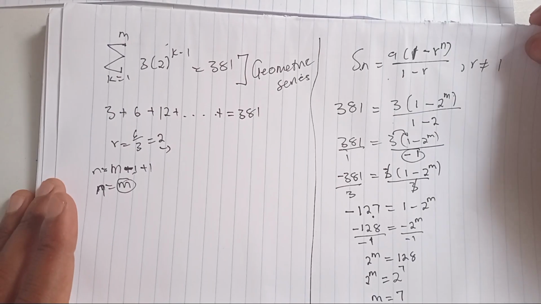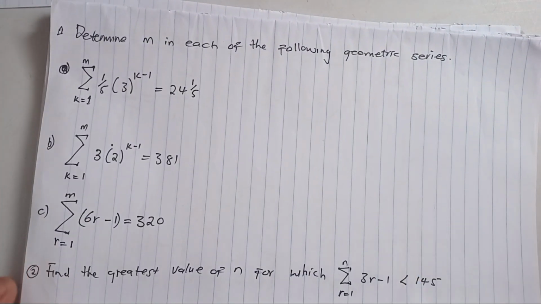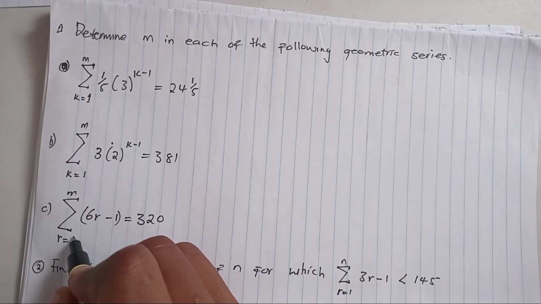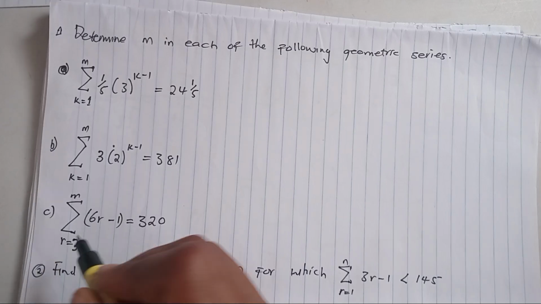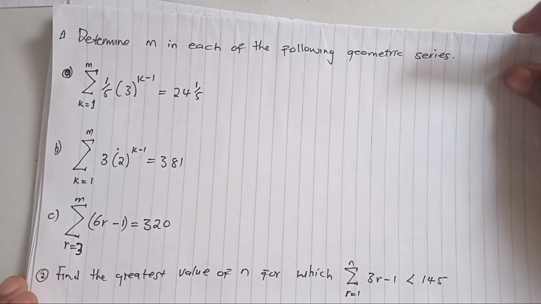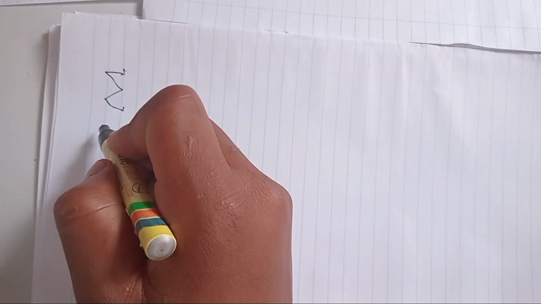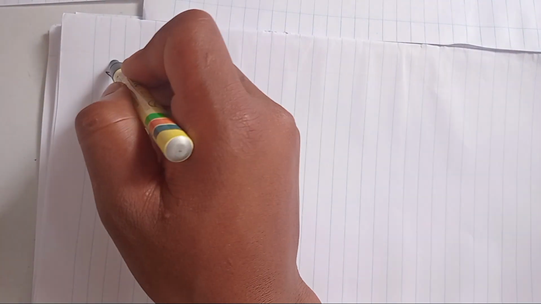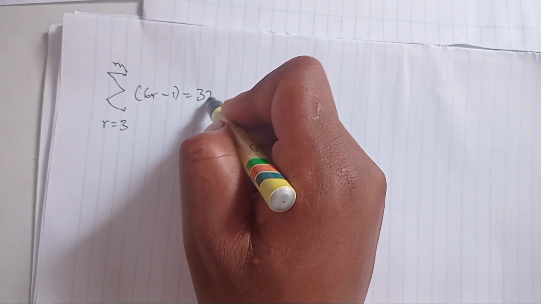So now let's try to work on this question. I want us to change a little bit on question letter C. Let's just say 3 instead of 1. Let's say we are starting from term number 3 instead of 1, just to do a different thing. The question is the sum of R from term number 3 up until term number M, which is the end term, is equal to 320.